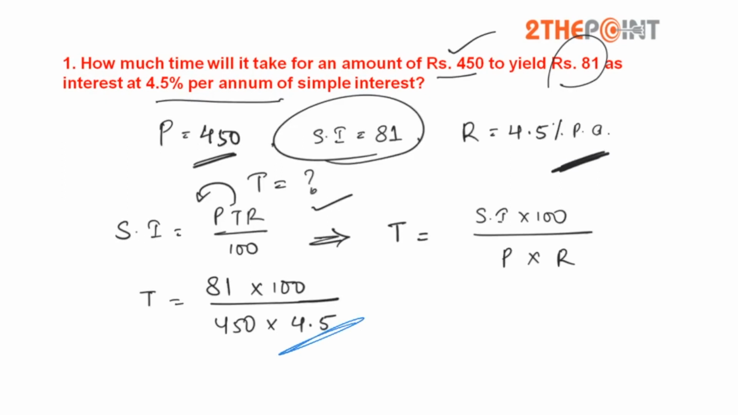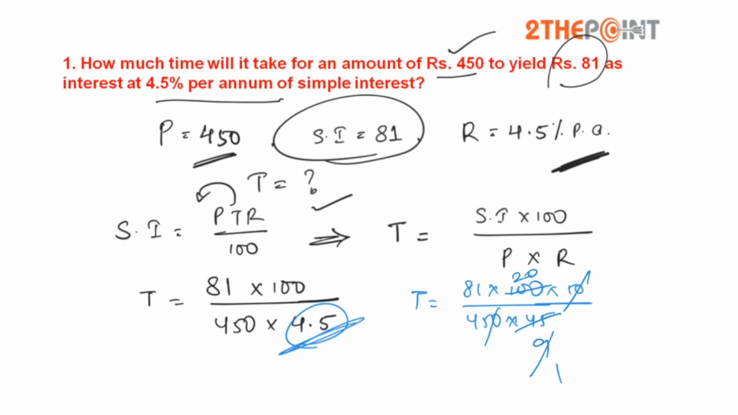Now just simplify these terms and find the value of T, that is T is equals to 81 into 100 by 450 into 4.5. If you convert this, you get 10 in the numerator. Initially cancel the zeros and we know that 9 9s are 81 and 5 9s are 45. Finally we got T is equals to 4, that is T is equals to 4 years.